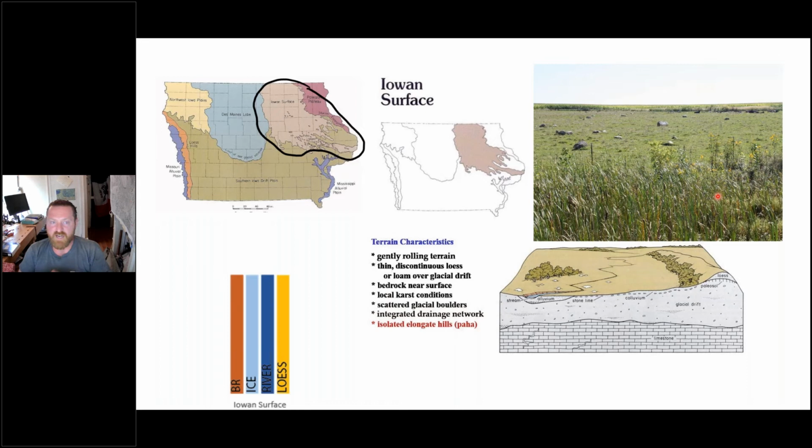So this loess, the story, the glaciers, all of this combines into the most complicated area in Iowa, known as the Iowan surface or the Iowan erosion surface. And it's an area that's characterized by flat, gently rolling topography, and there's areas of loess in it, but not extensive. They're very thin. And there's also wind-lined ridges called Paha. We'll talk about those in a second.